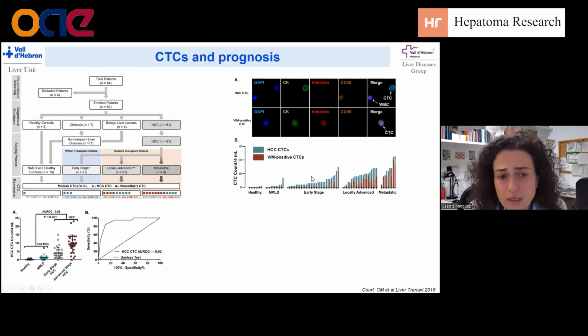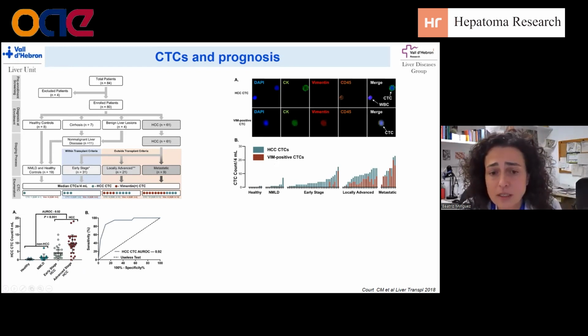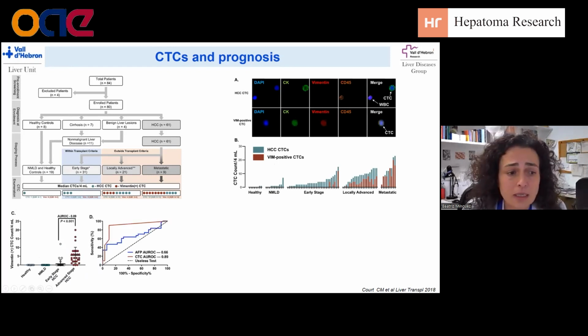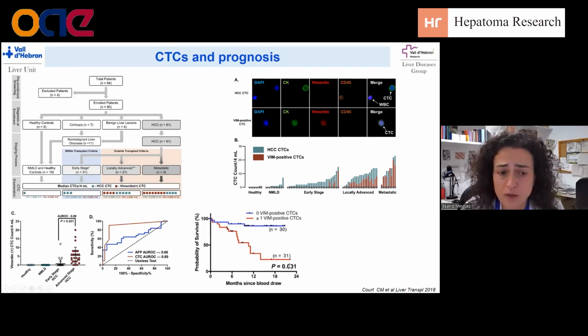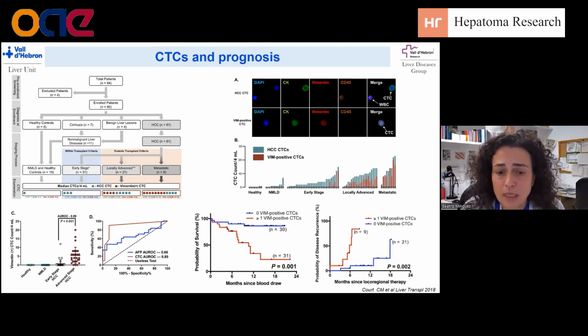But most interestingly, when they added a mesenchymal marker such as vimentin, as you can see here, vimentin was more positive when the disease was more advanced. This clearly differentiated patients from early to more advanced stages, and this was also correlated with survival, the fact of having at least one CTC expressing vimentin. In the early stages, in patients treated with curative intention, it was also able to discriminate those that were at more risk of recurrence. So of course, it needs to be validated, but interesting results.